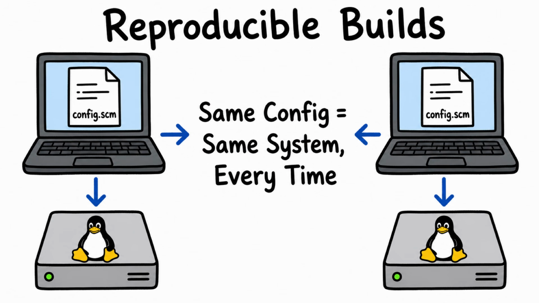This leads us to one of Guix's superpowers, reproducible builds. You define exactly what you want your system to look like in a configuration file written in a language called Scheme. Then Guix builds it. Someone else on the other side of the world can take that same config file and get byte for byte the same result, the same system, every time. This is huge for developers, researchers, and security-conscious folks.